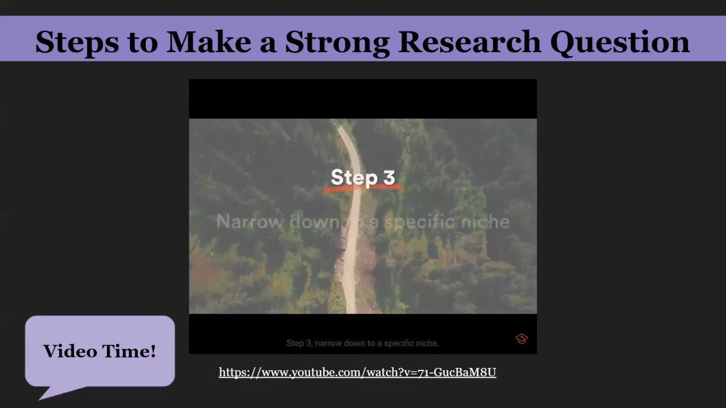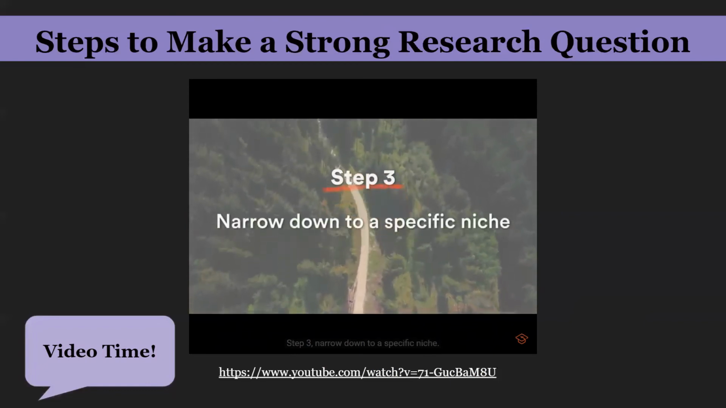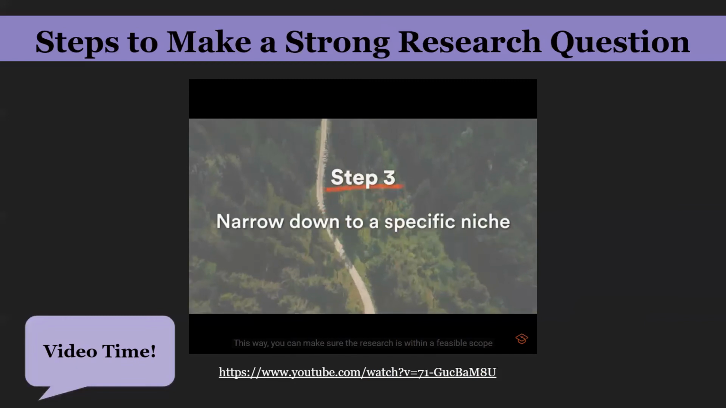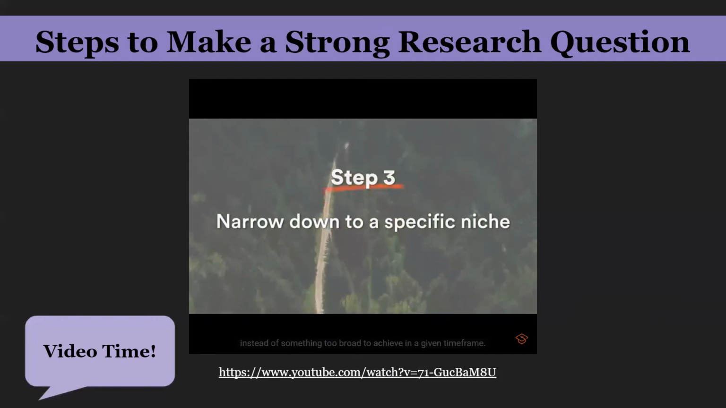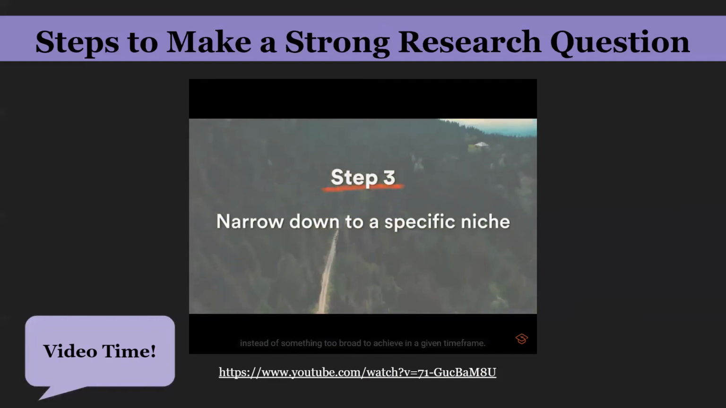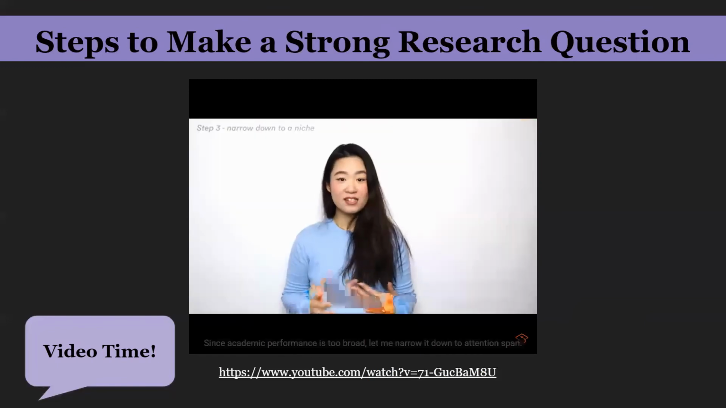Step 3. Narrow down to a specific niche. This way, you can make sure the research is within a feasible scope instead of something too broad to achieve in a given time frame. Since academic performance is too broad, let me narrow it down to attention span.